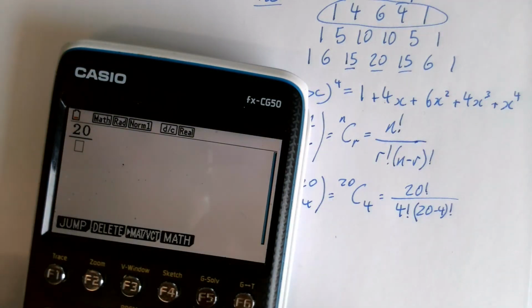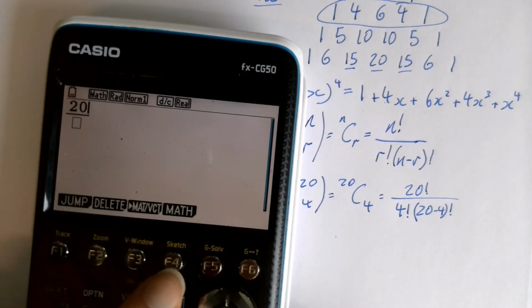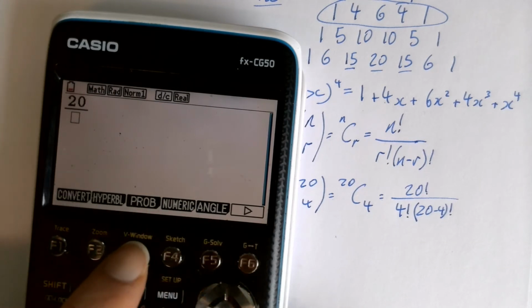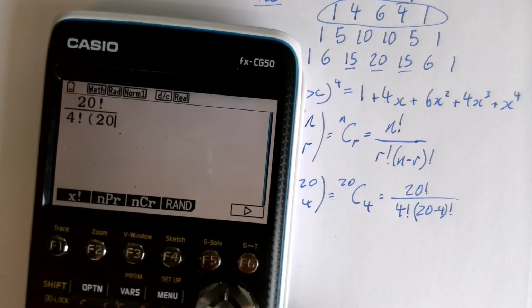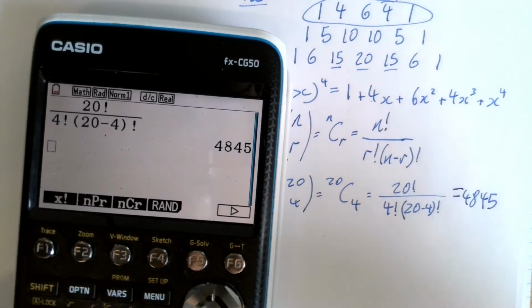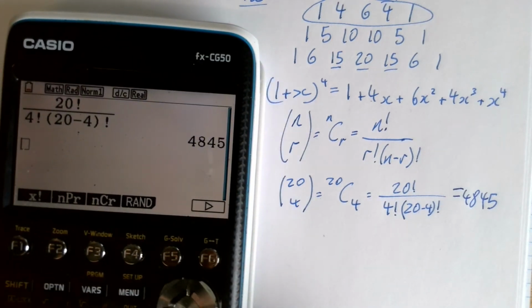and it is a bit of a minefield trying to find your way around here. So looking for the factorial button, we would have to go into probability, which means going option, cross to probability, and then there's your x factorial. Over 4 factorial, 20 take 4 factorial, and that gives me 4,845.